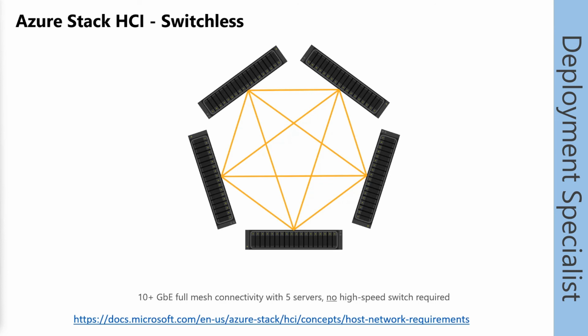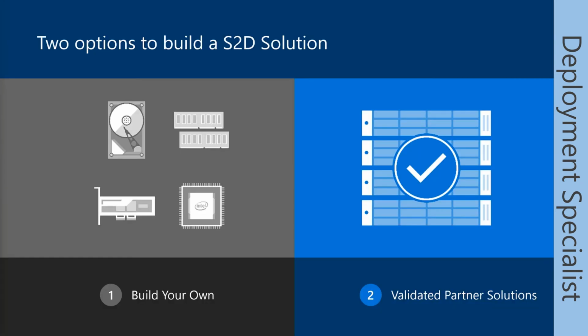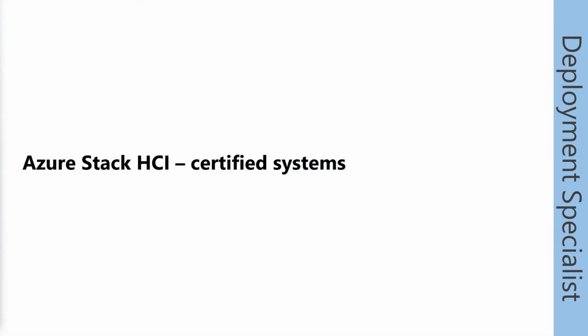When we combine what we have learned in this module about the hardware requirements, we can build an Azure Stack HCI solution on our own. So we can select the CPUs, the memory, the network interface cards, the host bus adapters, and the drives based on what we have learned. Or the recommendation is to use a certified, validated partner solution. And these Azure Stack HCI certified systems can be found in the Azure Stack HCI catalog.